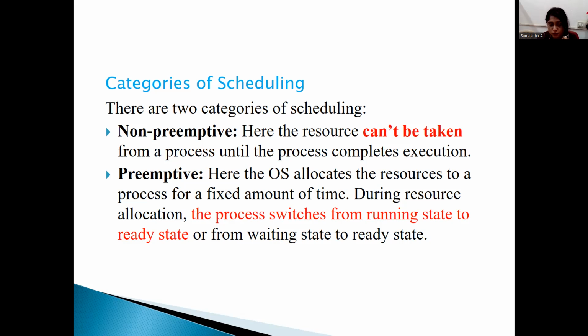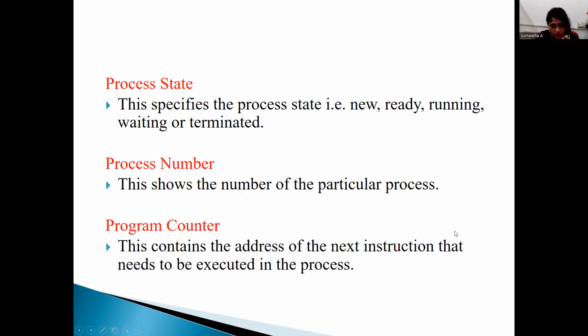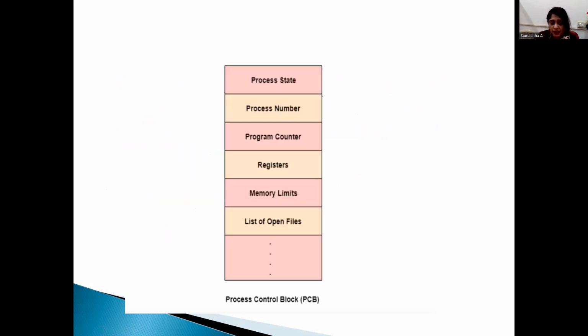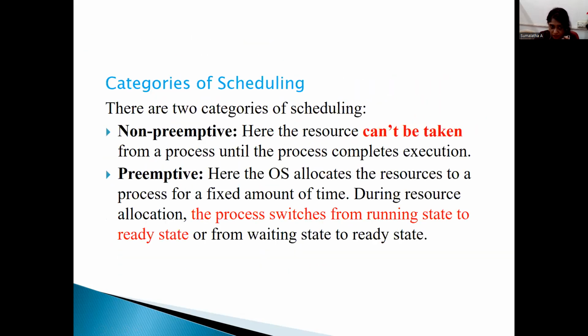you're forcefully trying to remove a particular resource that is connected to a process, right? So it says for a fixed amount of time, during resource allocation the process switches from the running state to the ready state. That's what I said. If you remember the diagram I spoke about in my last session, suppose there is an interrupt, a forceful interrupt, an event that has to occur which is even more important than running this process. That is when it would go back to the ready state.